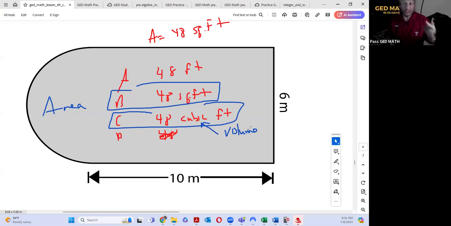Area is 2 dimensions. This is why you're going to have square feet, square inches, or feet squared. Volume is 3 dimensions, a length, a width, and a height or depth. 3 dimensions, that's why it's cubed. Everybody understand that? Okay.